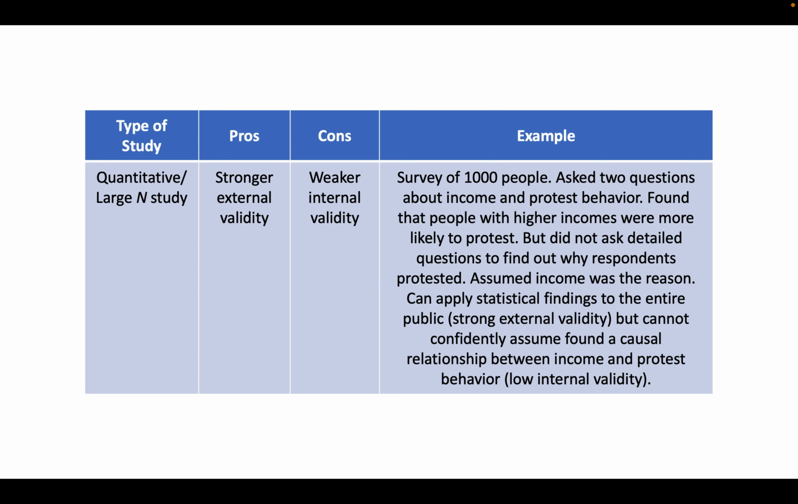So we can apply statistical findings to the entire public, which is strong external validity. We cannot really necessarily find a causal relationship between income and protest behavior because we do not have a very dense description of the thought processes of each of these 1,000 individuals who are surveyed. Thus, strong external validity and low internal validity.